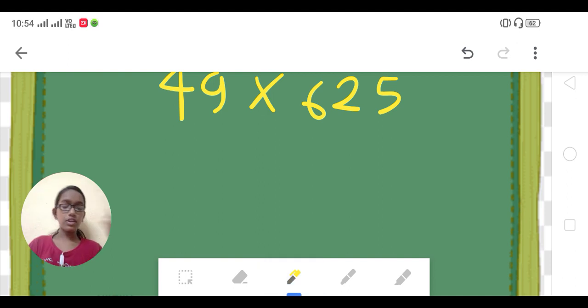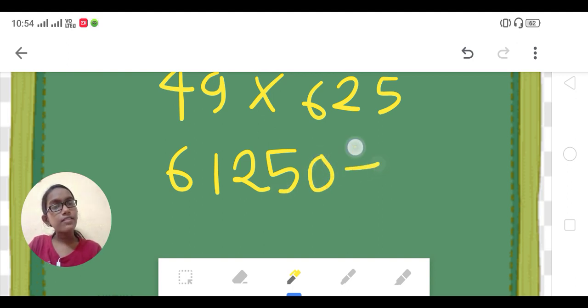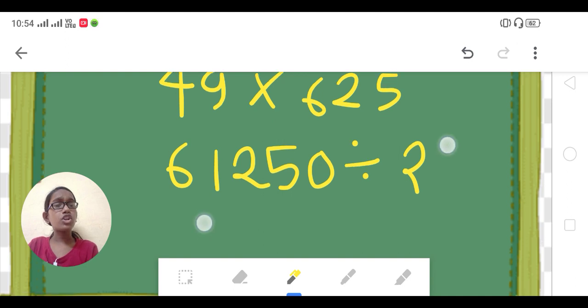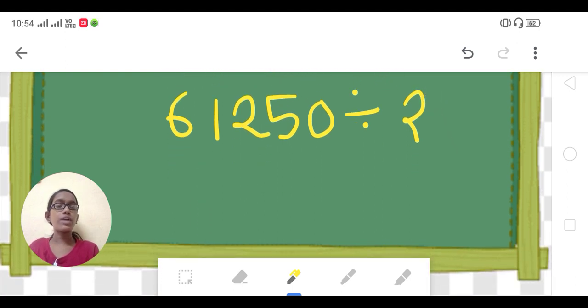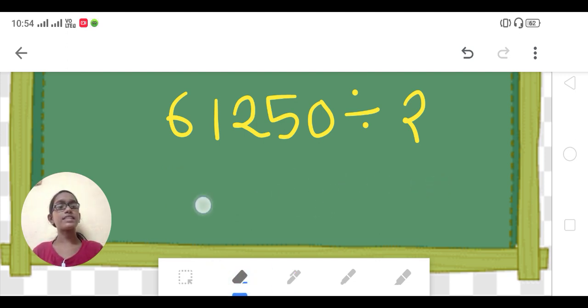So first of all, your answer was 6125 when you multiplied it with 125. So you know the trick for 125 as well, na? Add a 0 in the end and then divide this number by 2. If you divide this number by 2, you get an answer as 30625. Isn't it very simple? You get your answer at an instant.